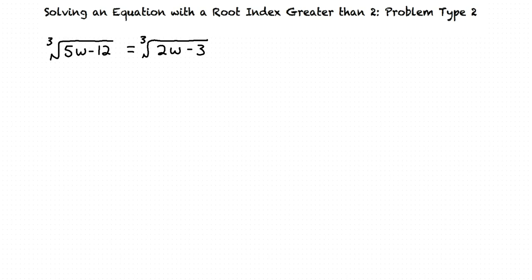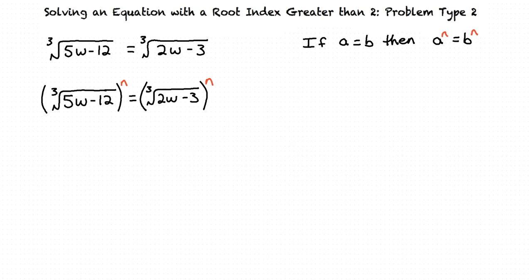Before we start this example, we should review the following property. If a equals b, then a to the n equals b to the n. So we need to raise both sides of the equation to some exponent n. How can we find what n is?